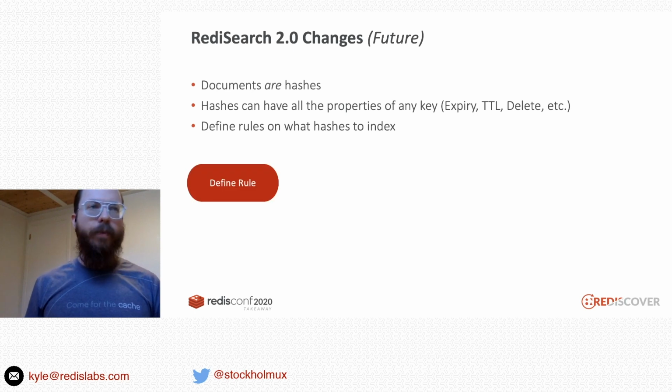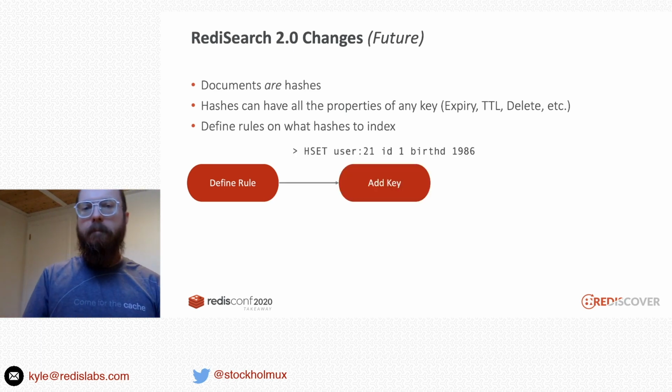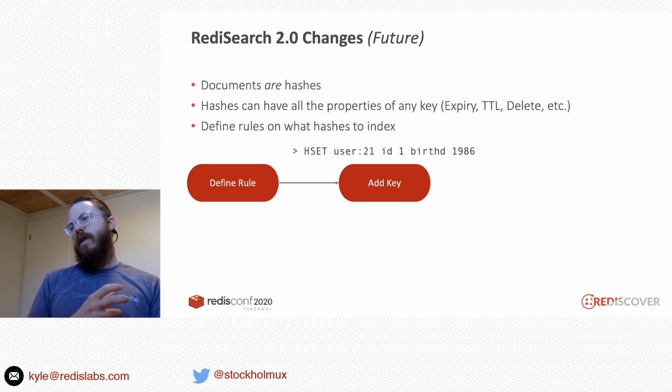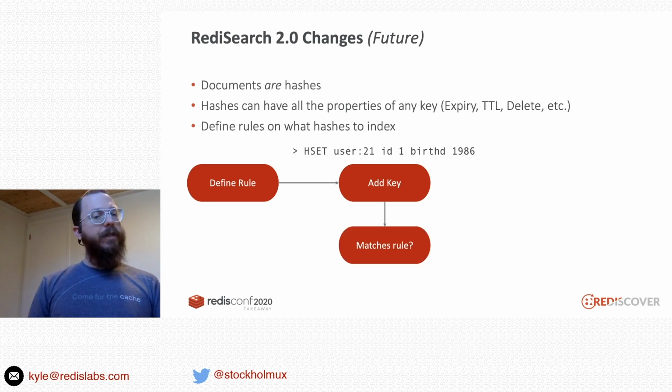First up, you define the rule. This is just saying, here's how I want to index something, and hold tight on how we do that. I'm going to get to the whole explanation and then come back to that. Here we're adding a document, and it's as simple as an HSET. The first part is the key, and that becomes the doc ID, and then we have the fields and values, which become the fields and the values in the document in Redisearch. If it matches the rule, then we're going to do something, but if not, we're going to ignore it.